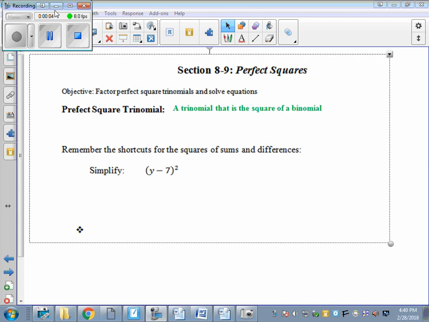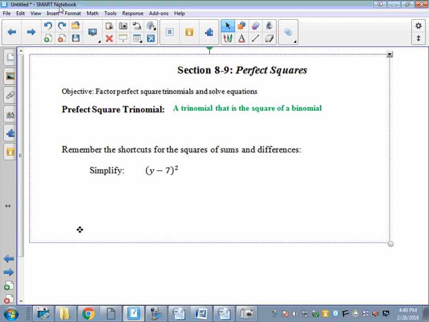Welcome back to Chapter 8. This is going to be our final section in Chapter 8. This is Section 8-9. And again, it's just going to be another one of our shortcuts. This is going to be a shortcut for our perfect squares.